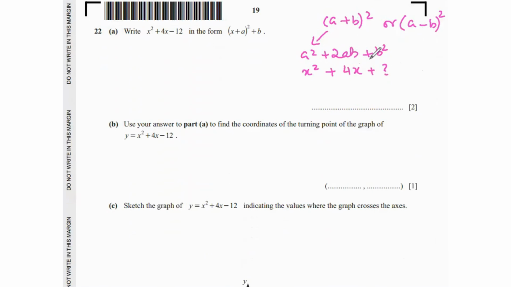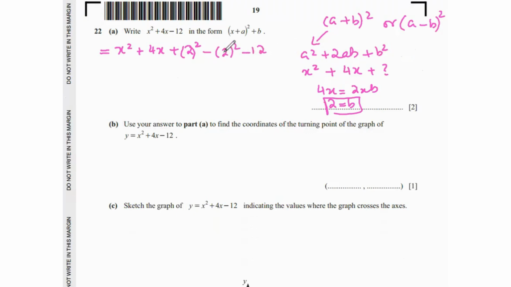So if you put 2ab equals 4x, that shows us that b is 2. So that means we write x squared plus 4x plus 2 squared minus 2 squared minus 12.